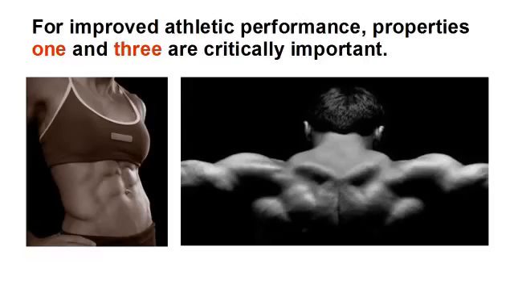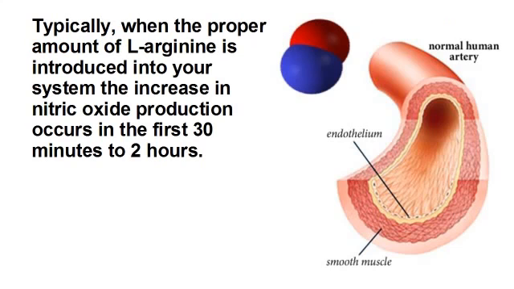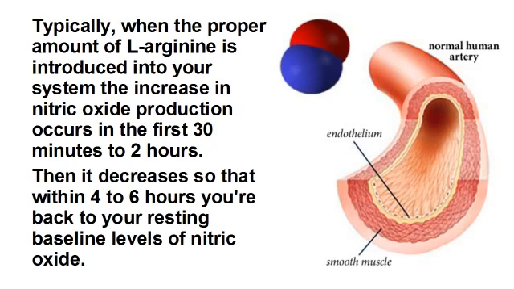For improved athletic performance, properties 1 and 3 are critically important. Weightlifters and other athletes who use the amino acid L-Arginine in their workout programs only derive the short-lived improved blood flow because of how L-Arginine is metabolically processed in their system. Typically, when the proper amount of L-Arginine is introduced into your system, the increase in nitric oxide production occurs in the first 30 minutes to 2 hours.